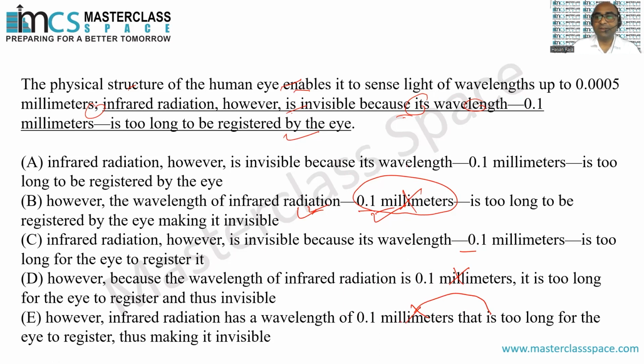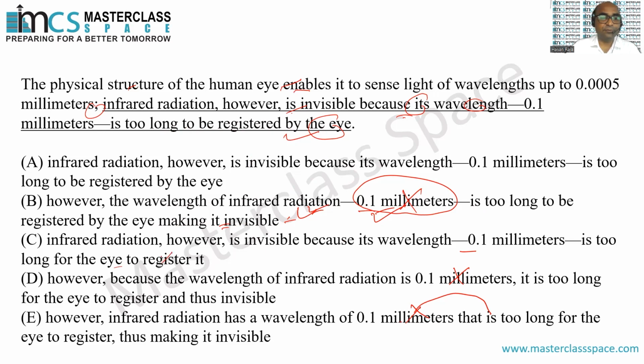Next one, last part, that is called meaning based. So second, you can eliminate options through the meaning. So wavelength is too long to be registered, right? It requires passive voice. Otherwise, the eye should become the subject and the rest should be verb and object. Option B says too long to be registered by the eye, making it invisible. All right. So making it means what? Making invisible. That is incorrect.